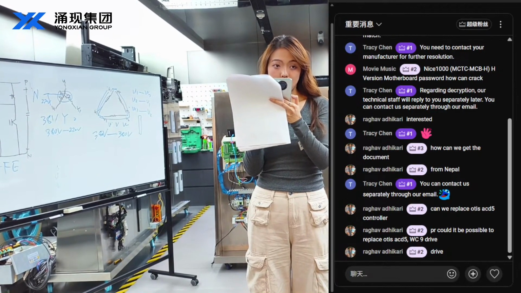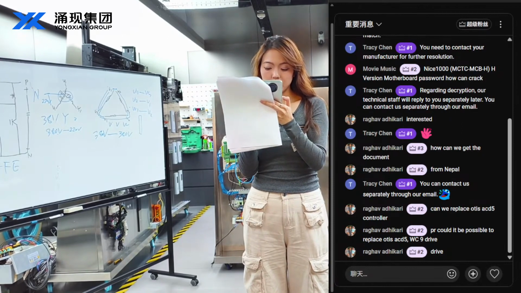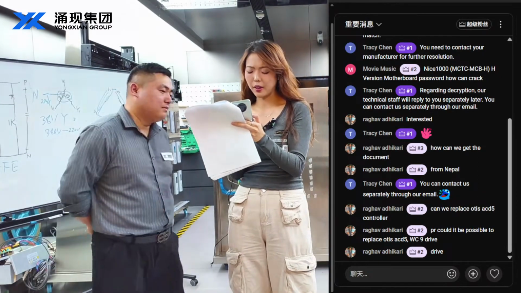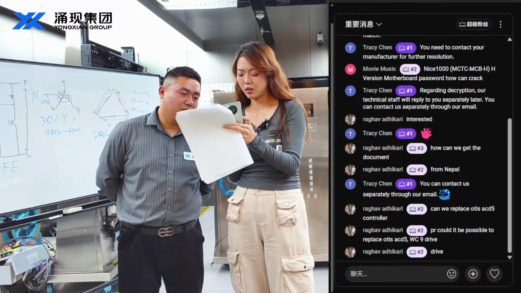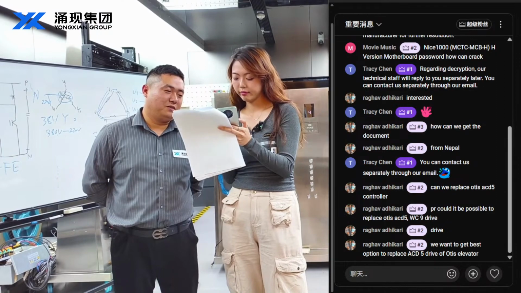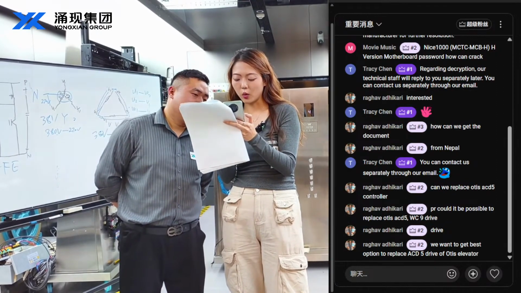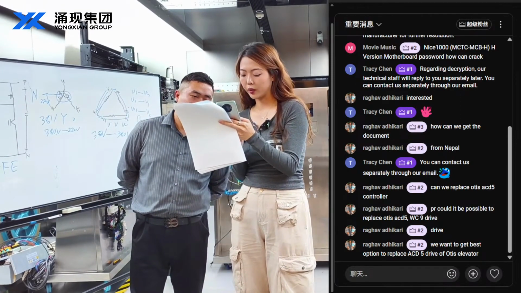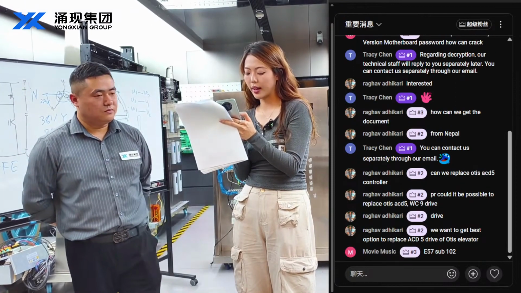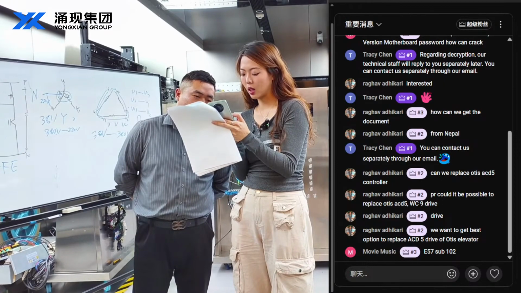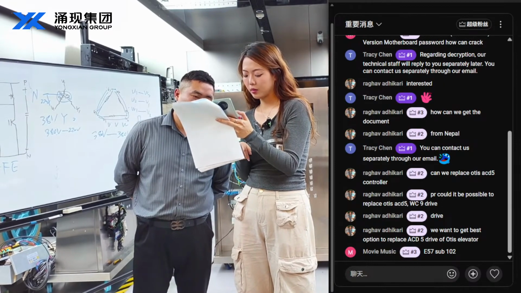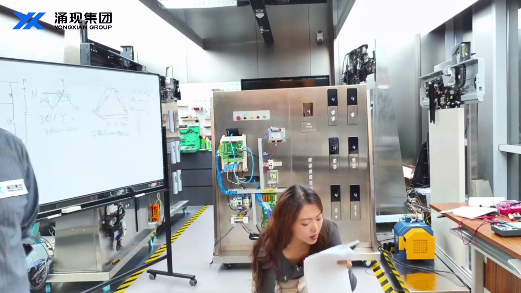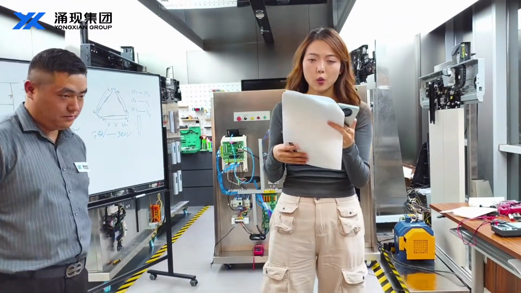The question is whether it is possible to replace the Otis ACD5 drive. Do you use the original Otis or another system? They want the best option to replace the ACD5 drive of the Otis elevator. Sir, you can contact us by email or WhatsApp.